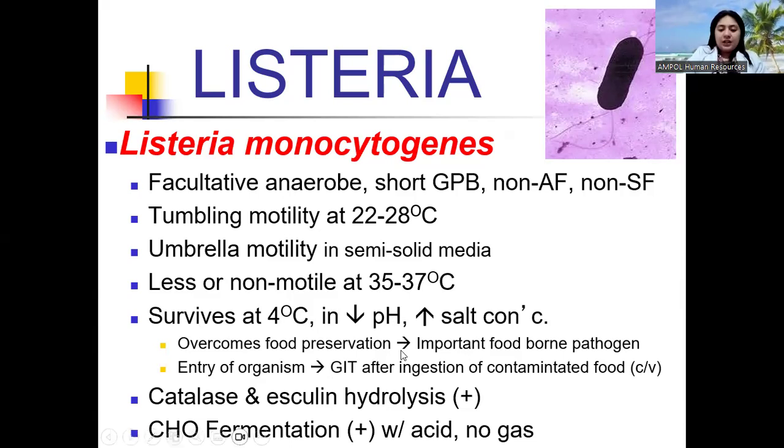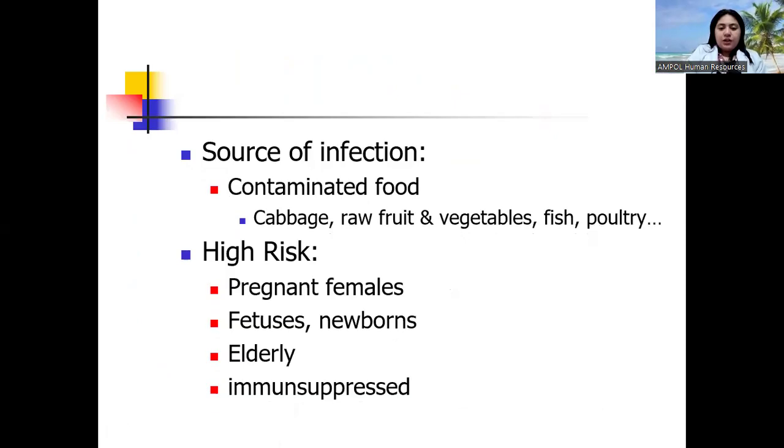Entry of the organism is again after ingestion of contaminated food. They are catalase and esculin hydrolysis positive. Carbohydrate fermentation is positive with acid but no gas production. The source of infection is again contaminated and undercooked food. High risk groups are pregnant females, fetuses, newborns, the elderly, and the immunosuppressed.